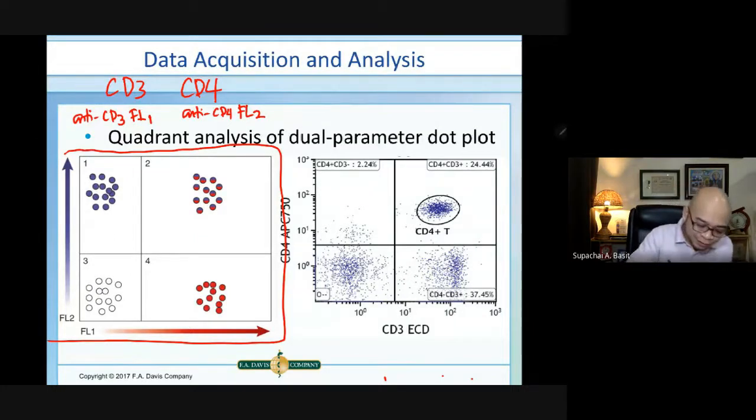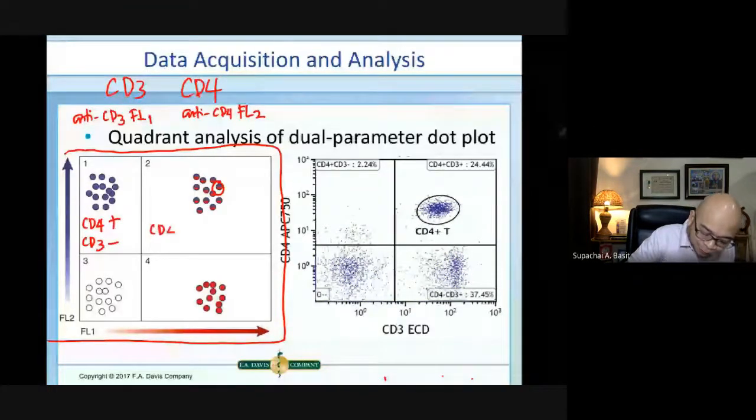So ibig sabihin, yung cell na to is CD4 positive, CD3 negative. Makita niyo yung color na to, it's a combination of blue plus red. So anong ibig sabihin na to? So this cell is positive for CD4, and it is also positive for CD3.